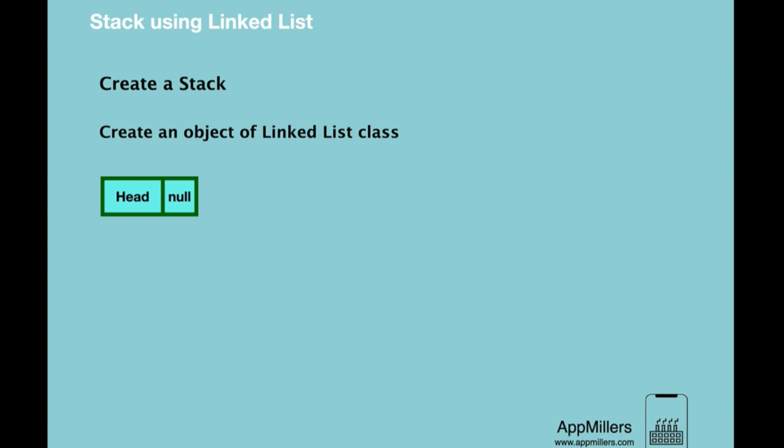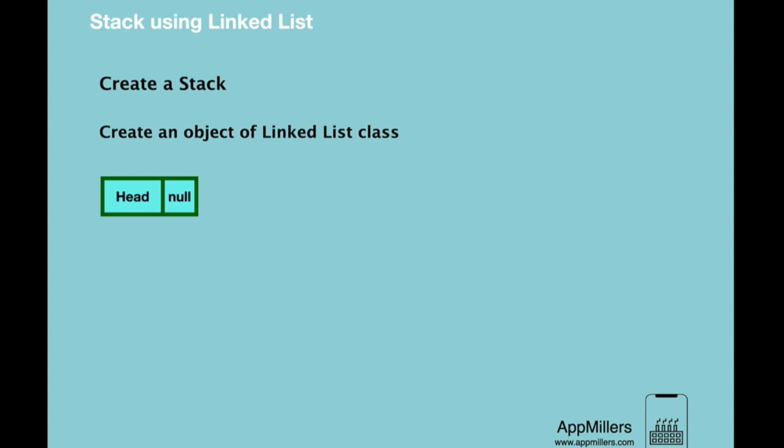Alright, in the last lecture we learned the common operations that can be performed on a stack in the list implementation. Now in this lecture we will implement a stack using a linked list. So let's see how it works. To create a stack using a linked list, firstly we need to create an object of the single linked list class. When we create an object of the single linked list class, it basically creates a blank head. So the reference of head right now is null. So there is not any node in this linked list.